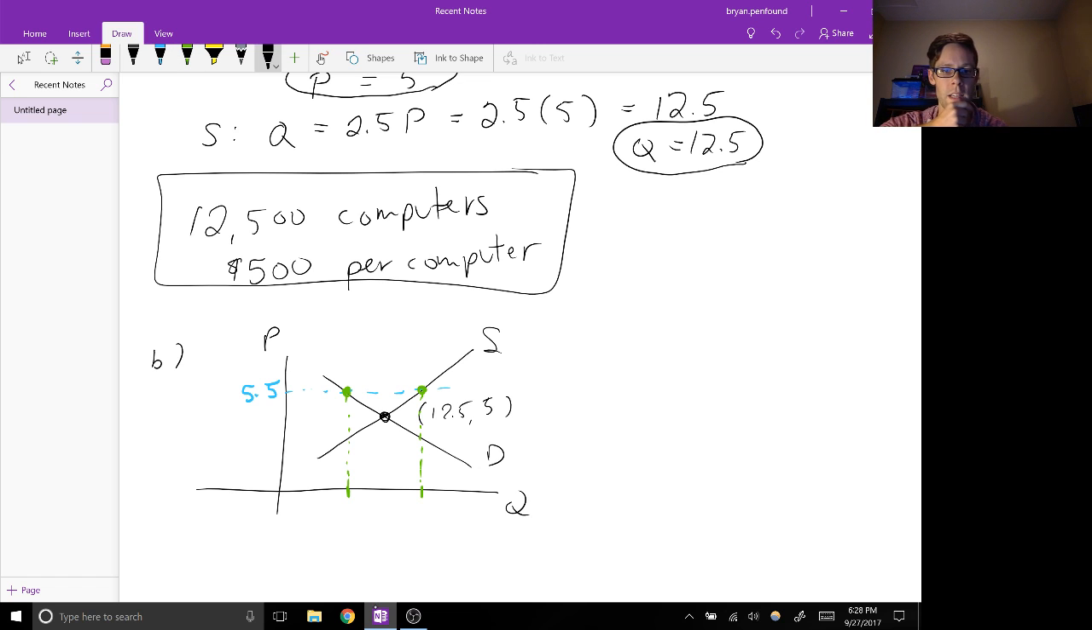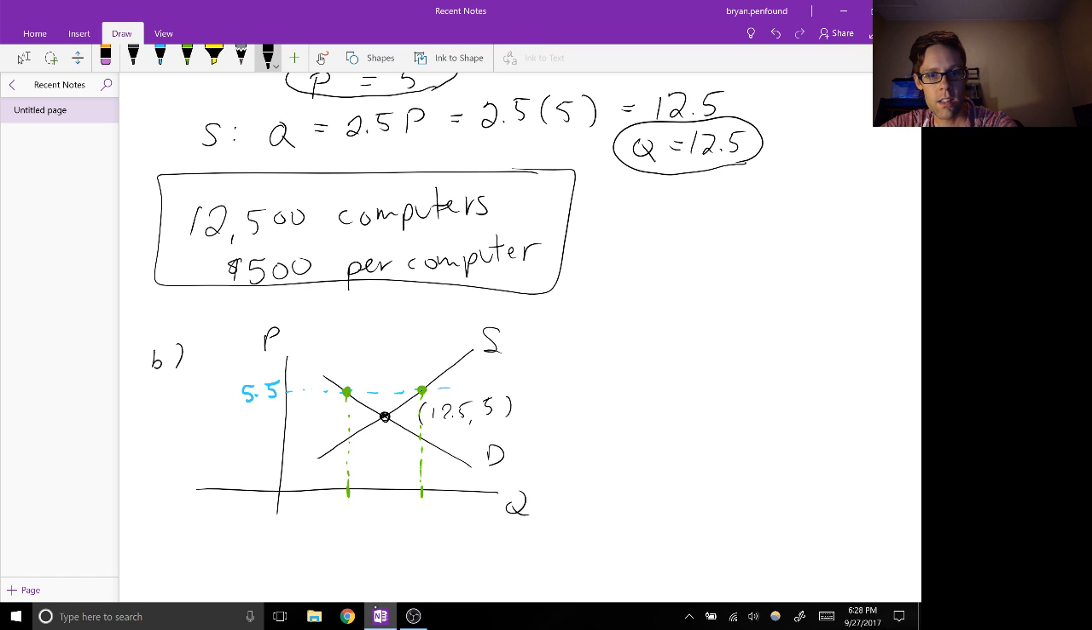Okay, so let's see if I can make some kind of judgment call here. If the equilibrium price is 500 and it goes up to 550, our demand is going to decrease a little bit. So our consumers are not going to want to buy as many computers because the price is a little bit higher. However, we're probably going to see more computers enter into the market because our producer is going to want to produce more computers at this higher price. So I'll try to highlight which is which.